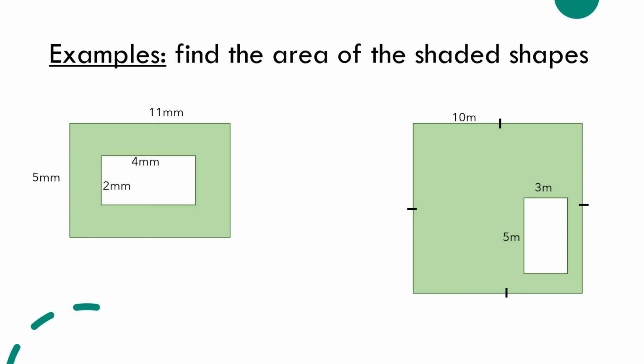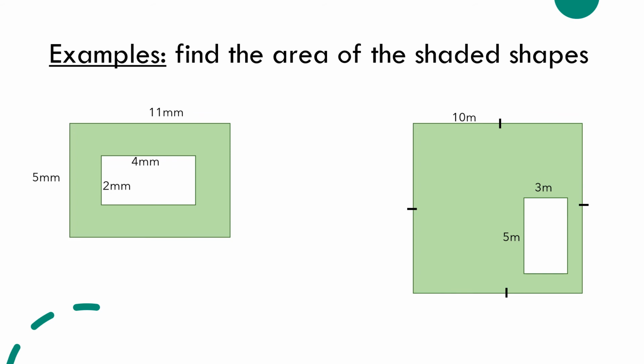My final 2 examples for you in this lesson are working with some compound area. That's when 2 shapes have been added together, or 2 or more shapes have been added together to create a new shape with a non-sort of generic name. So here we can see we've actually got a rectangle and then another rectangle cut out of it. And I want to find the shaded area.